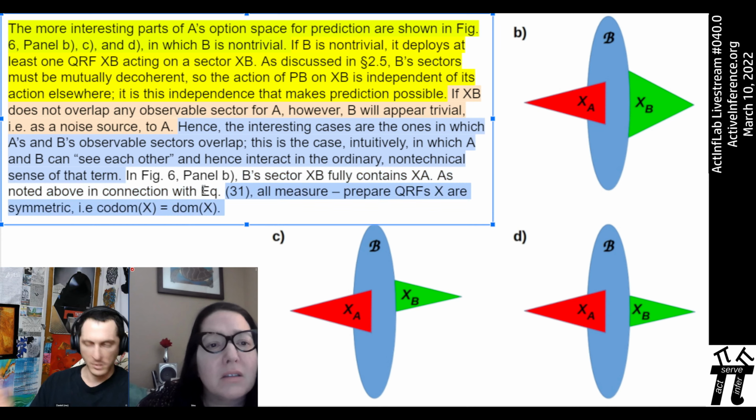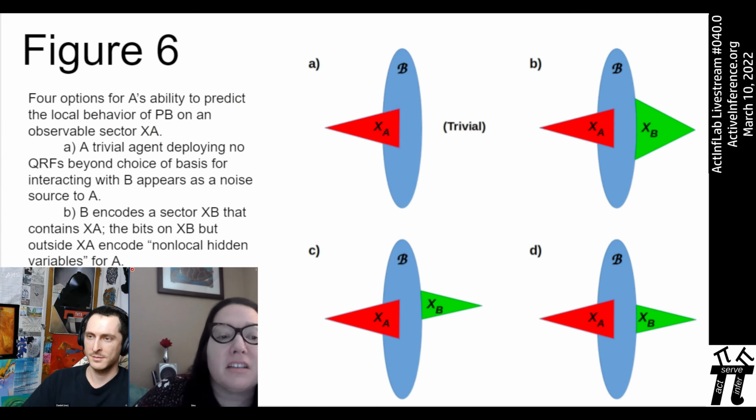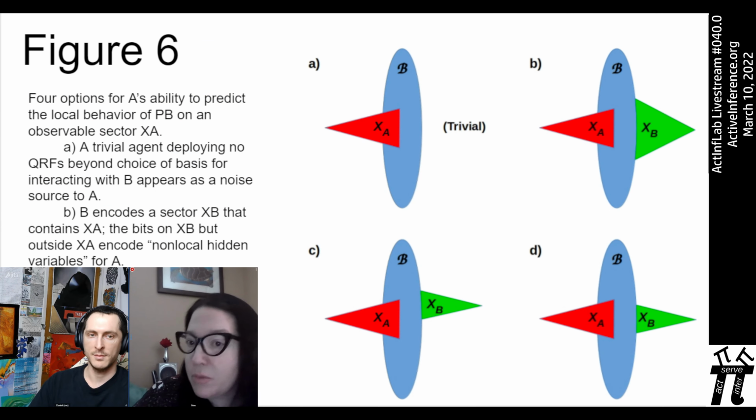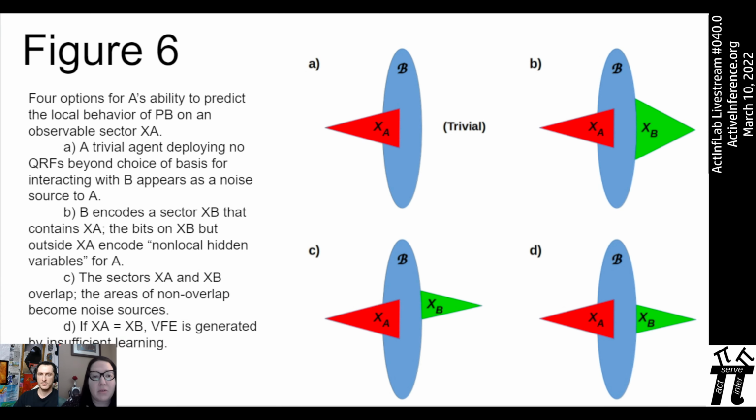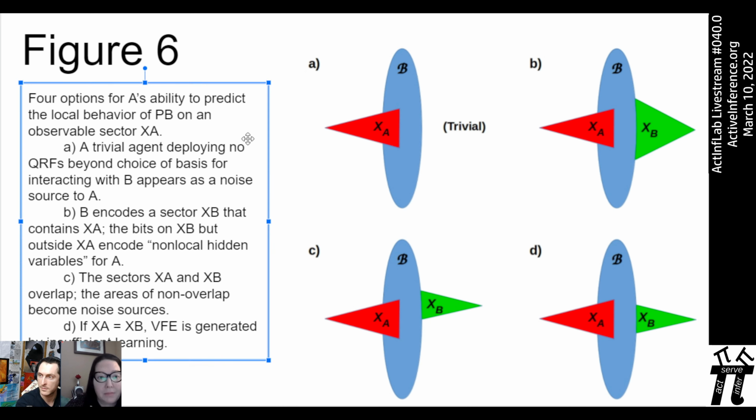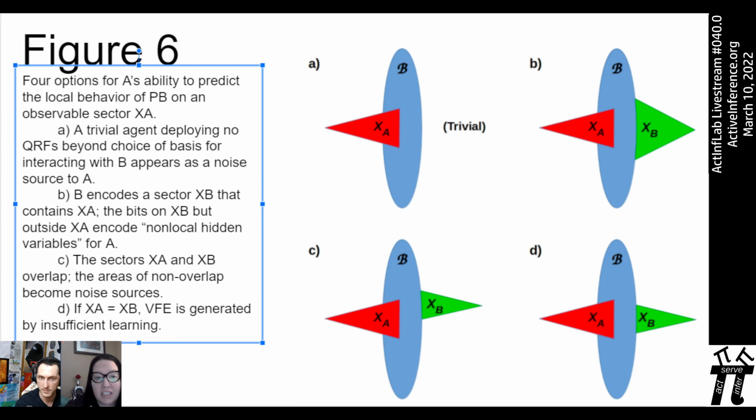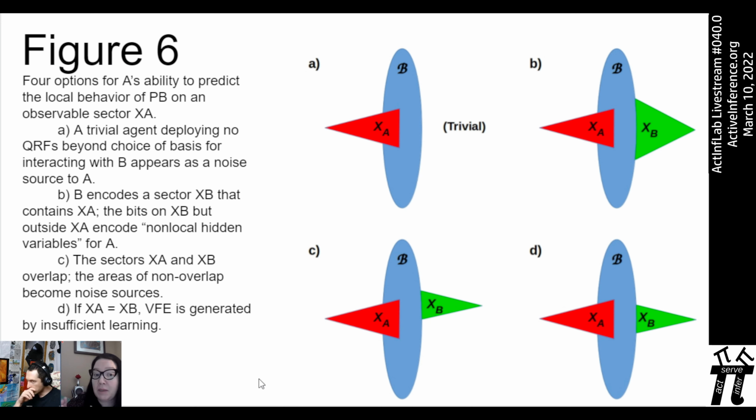Okay, so let's go here. Let's look at the whole figure now. So we saw all the ones with trivial and non-trivial. A is a trivial agent, so they're not putting out any cone. B encodes a sector that contains XA, but is bigger.